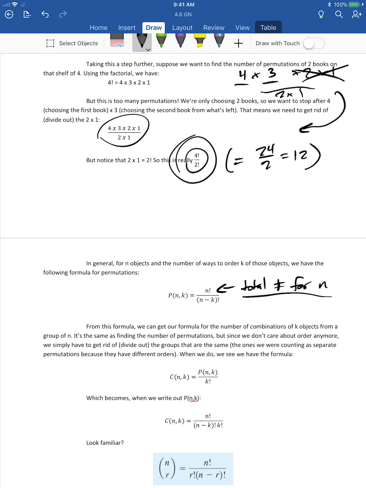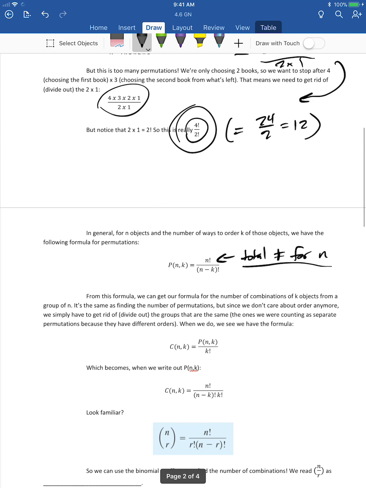So I'm dividing out by, if I'm choosing k objects, the difference between n and k, n minus k factorial. Okay.